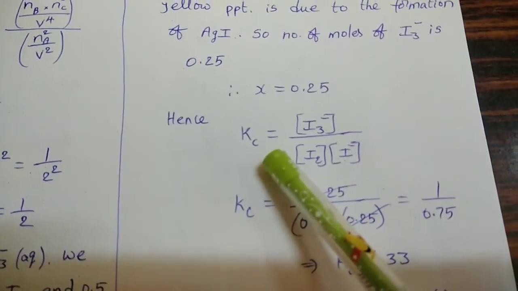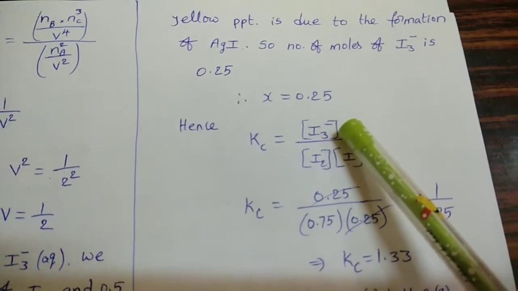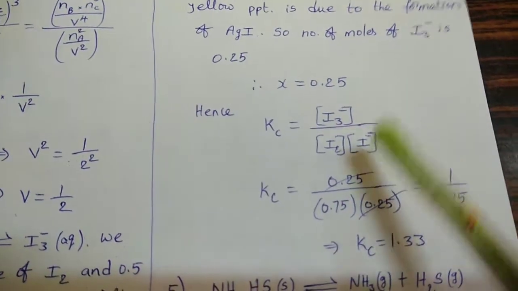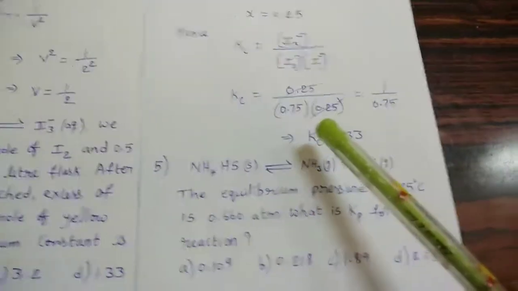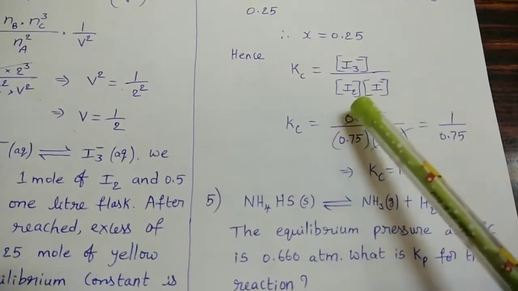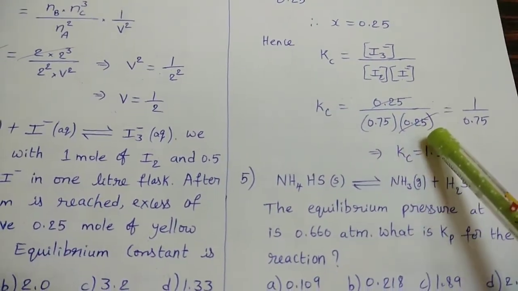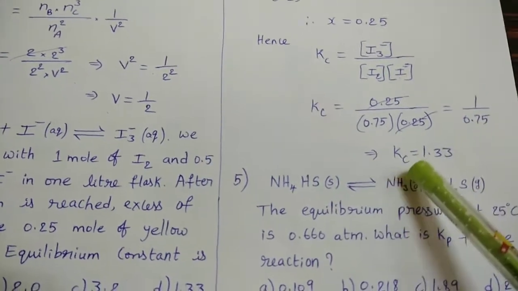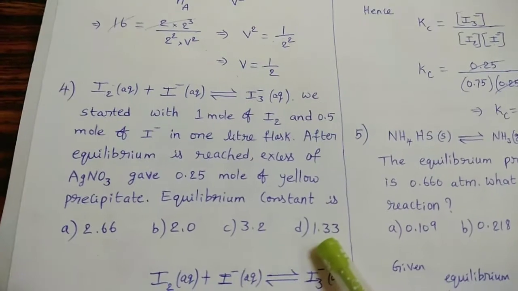Now write the Kc expression. Products concentration divided by reactants concentration. Product is this one. Number of moles 0.25. And I2 number of moles 0.75. I minus 0.25. Okay. Then Kc equal to 1.33. So what is the option? Option D is the answer.